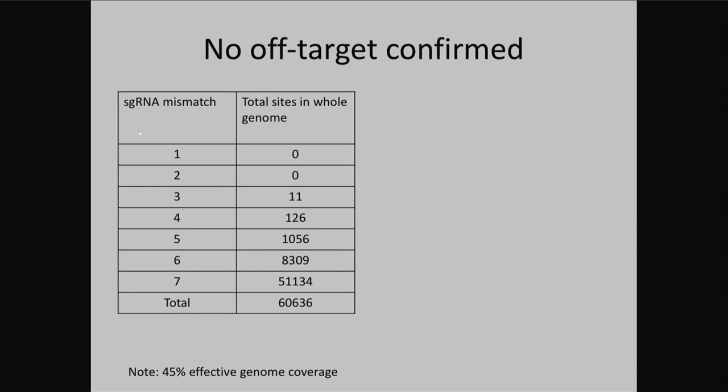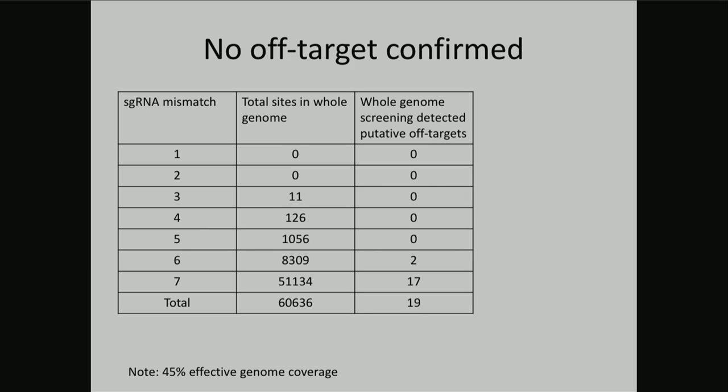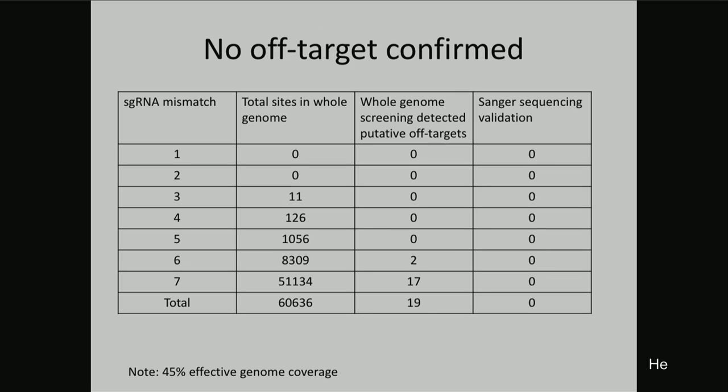We can look at mismatches from 1 to 7. The total size of the whole genome, in the case of the monkey, is in total about 60,000 genomic sites. With whole genome deep sequencing, we could detect some putative off-target sites, in total 19 sites. We validated them one by one by Sanger sequencing, and no off-target was confirmed.